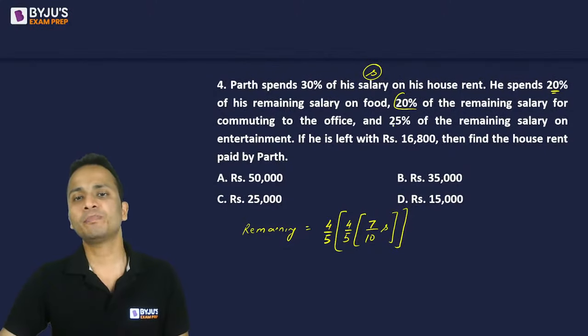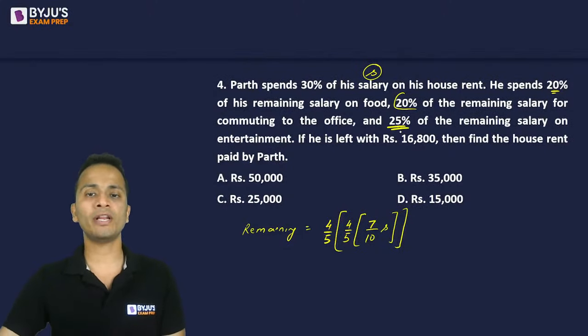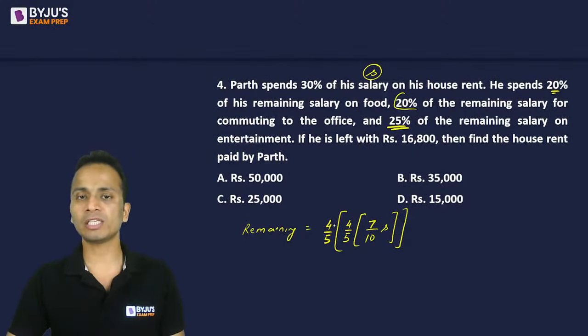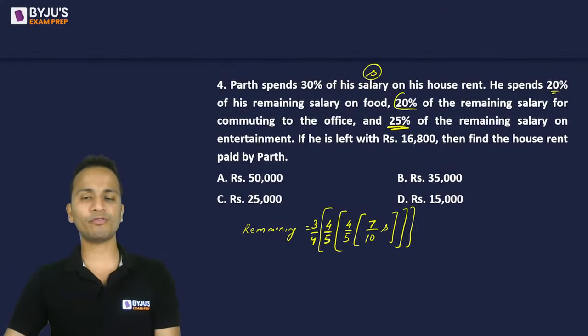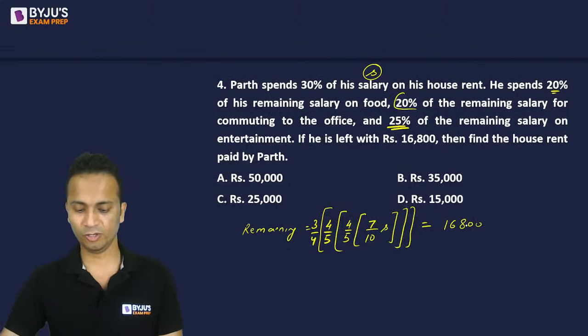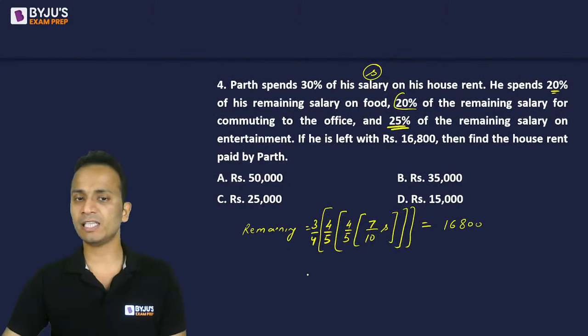And finally, he has spent 25% on entertainment. So 25%, that means one fourth. One fourth is spent. So he'll be left with 3 by 4 of this remaining salary, right? So 3 by 4 of 4 by 5 of 4 by 5 of 7 by 10 of the salary. This is finally his remaining salary, and this is given as 16,800.